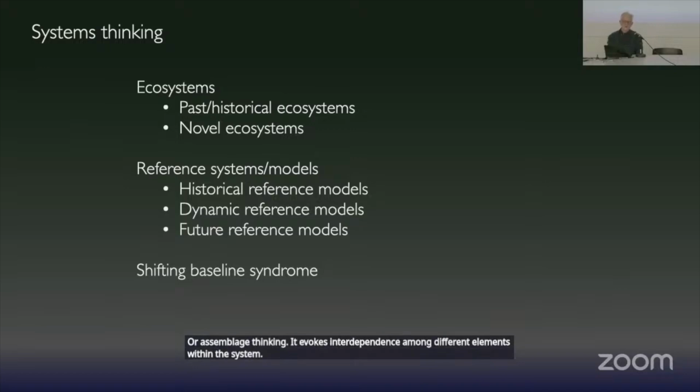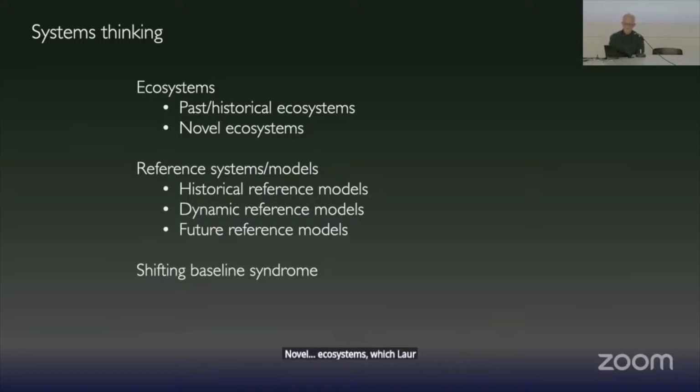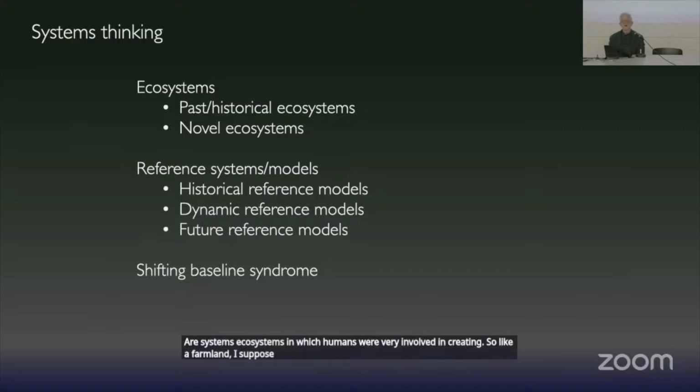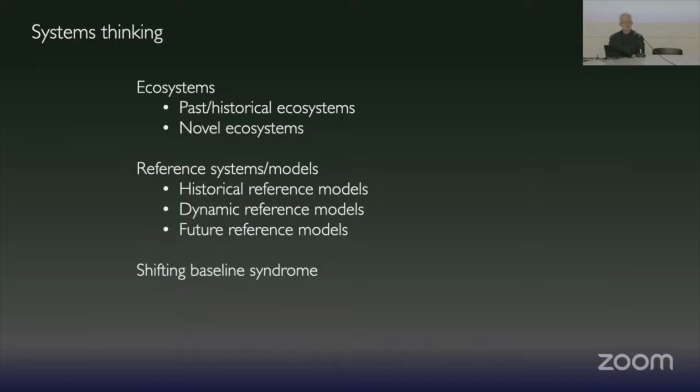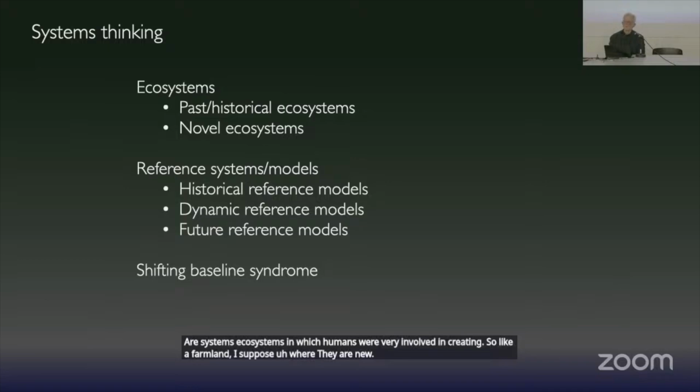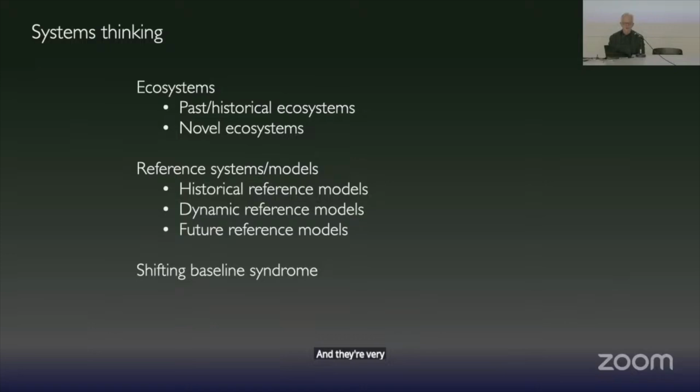Novel ecosystems, which Laura did reference, are ecosystems in which humans were very involved in creating. So they're like a farmland, I suppose, where they are new, they didn't exist before, and they're very future looking. So that's been very helpful about thinking about human intervention in cultural heritage.